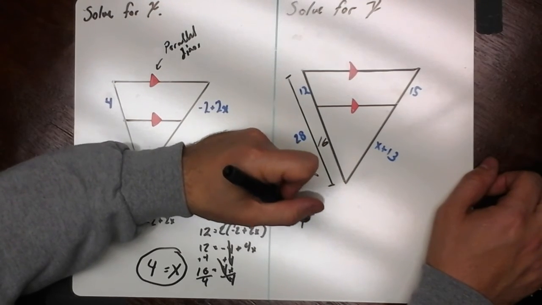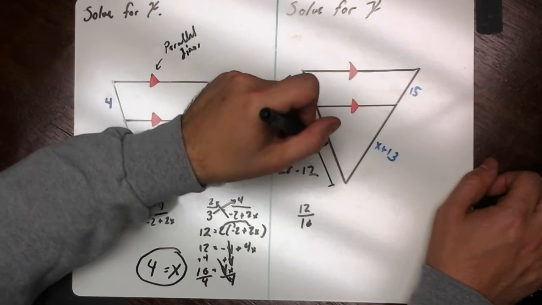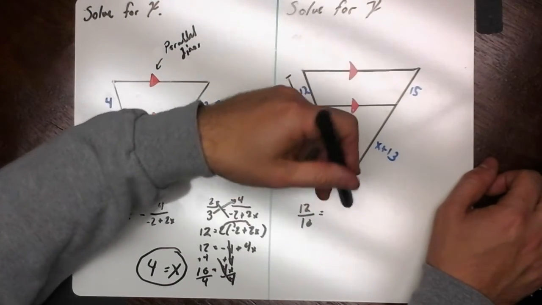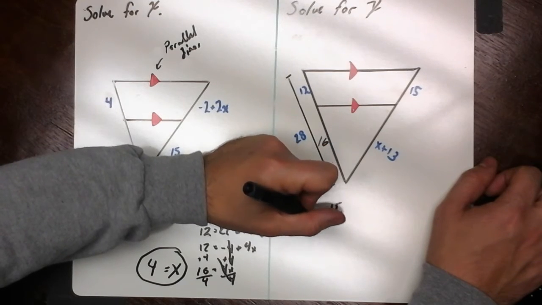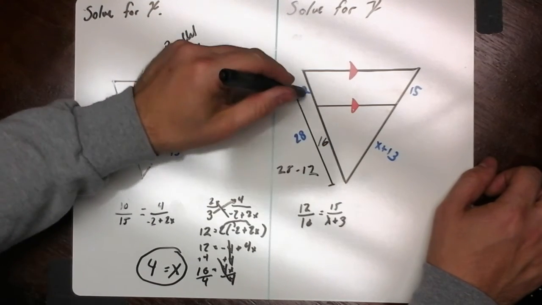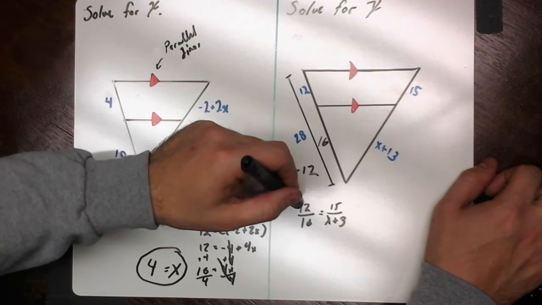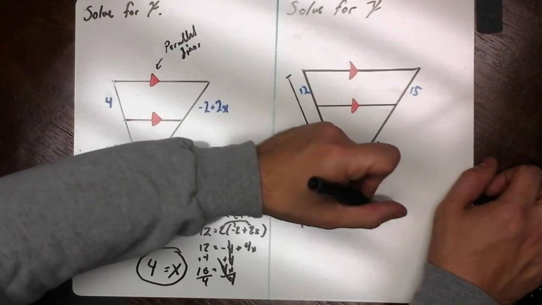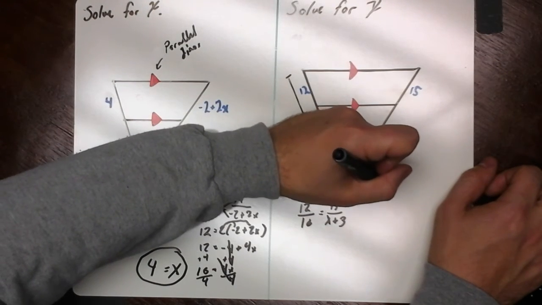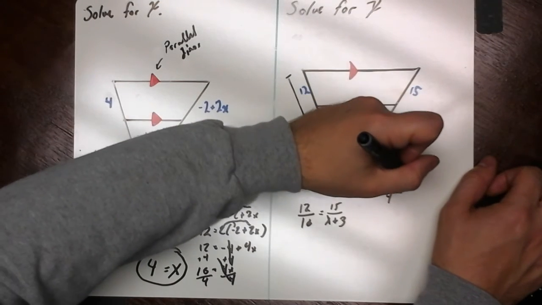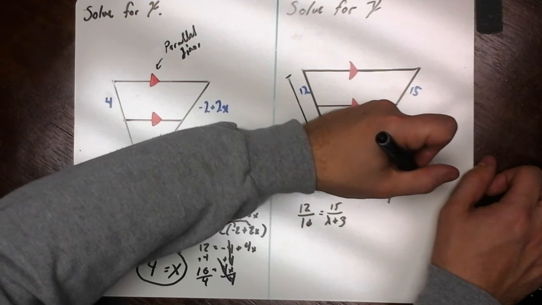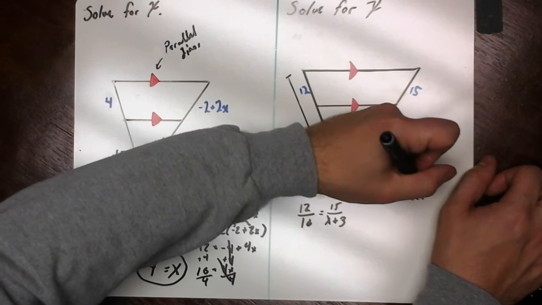So 12 and 16. So 12 to 16 then equals 15 to x plus 3. So 12 to 16, 15 to x plus 3. Now I'm going to reduce those. I can reduce those by 4. So I'm going to get 3 over 4 equals 15 over x plus 3.